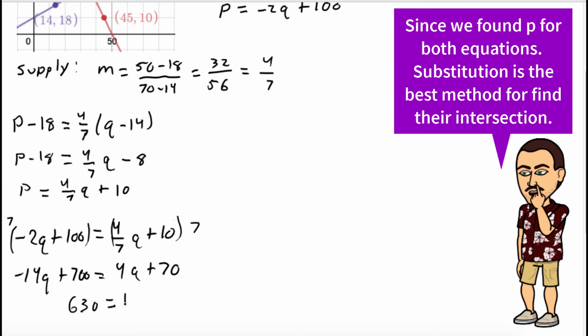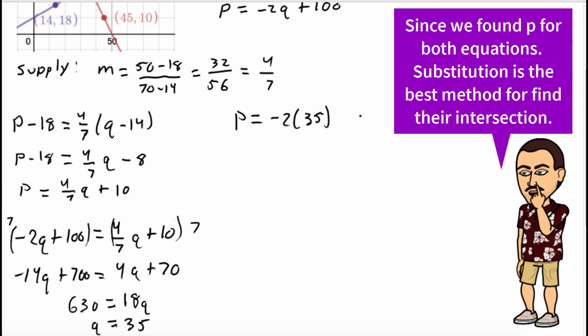Let's bring all of the constant terms to the left. All the terms with Q could be thrown over to the right. We're left with 630 is equal to 18Q, which gives us Q is equal to 35, right? If you were to divide by 18, you get Q equals 35.